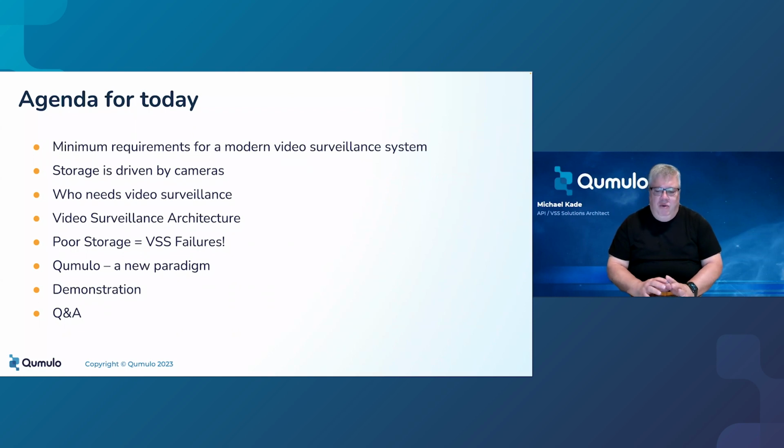I'm going to go into a little bit of depth on what cameras do to video surveillance. And that is germane because every time you change any attribute of a camera, it changes your storage requirements. Who needs video surveillance, and what does the architecture look like? And ultimately, your storage choice affects whether or not your VSS is successful, and we'll describe why as we go through it. Then I'll round out with a demonstration and then Q&A. So let's just get started.